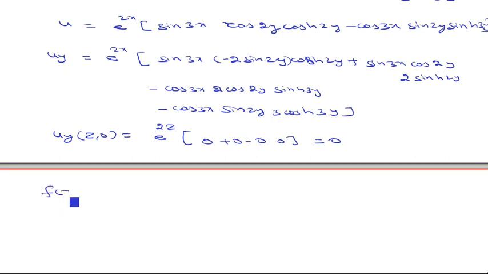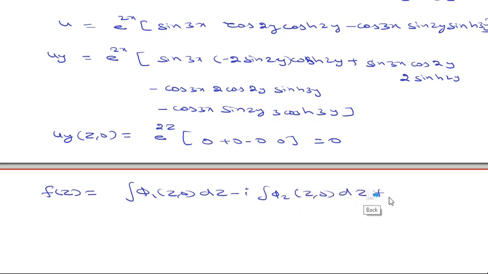So now we will find f of z. So f of z is equal to the integral of φ1 of z comma 0 dz minus i times the integral of φ2 of z comma 0 dz plus f of 0 comma 0.